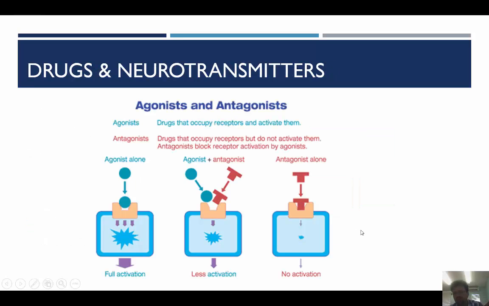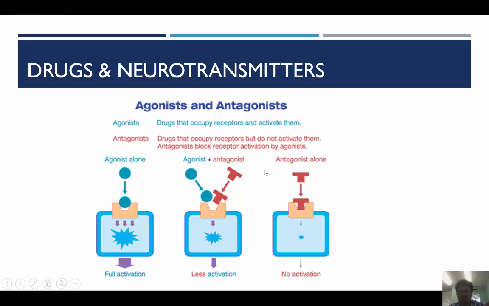Now, one of the things you should start to appreciate now is that because neurotransmitters are chemicals, we can mimic the actions of neurotransmitters or block the actions of neurotransmitters by inserting chemicals into the body. And the chemicals that we insert into the body to do this will be known as drugs. Now, when a drug binds to a receptor and has the same response as the neurotransmitter, we call it an agonist. It's mimicking the effect of the neurotransmitter.